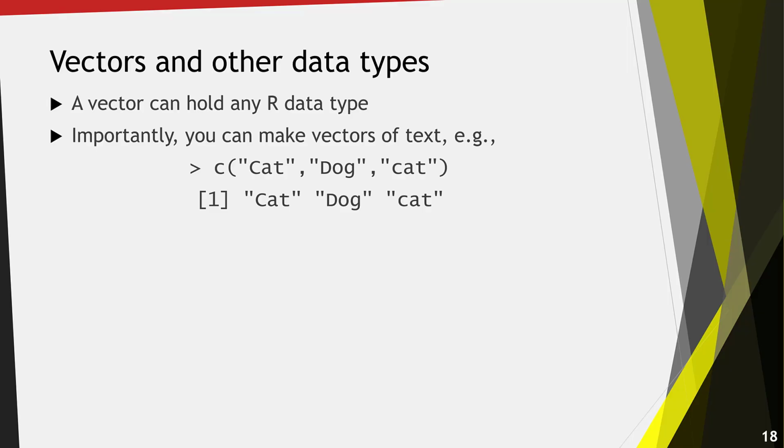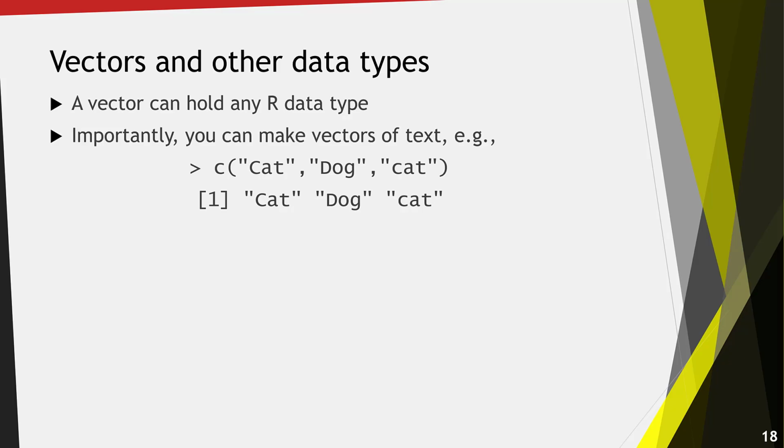Now, all the examples that I've shown you so far have used numbers, but an R vector can hold pretty much any data type. Importantly, you can make a vector of text data. So for example, here I have a vector of 3 strings, cat, dog, and cat in lowercase. R will happily make a vector out of those pieces of text. And importantly, all of the other rules with vectors still apply.